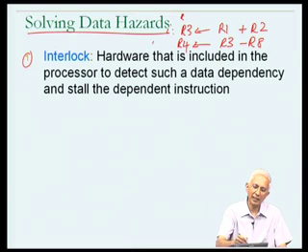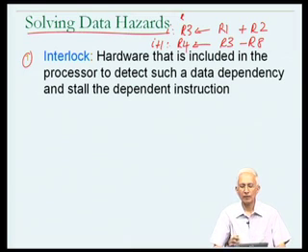This was instruction I, this was instruction I+1. So how will the interlock hardware detect that there is a problem here? The interlock hardware would have been able to detect the problem, the data hazard, by noting that one of the source registers of instruction I+1 is the same as the destination register of instruction I.